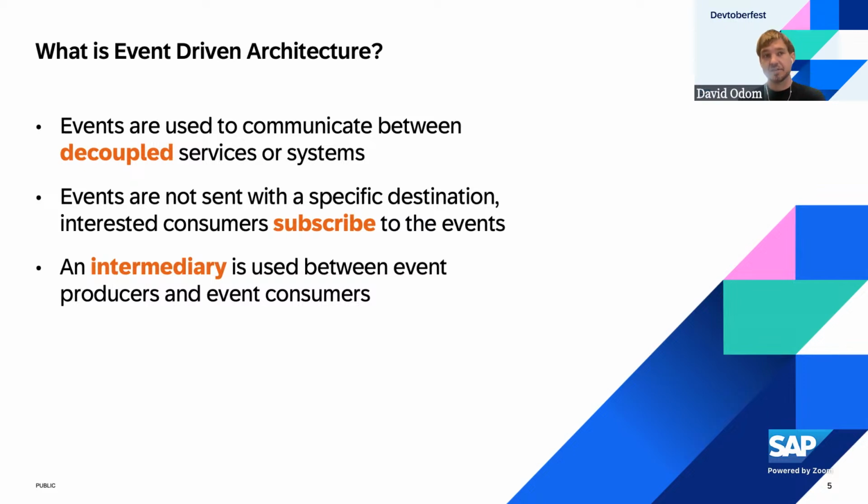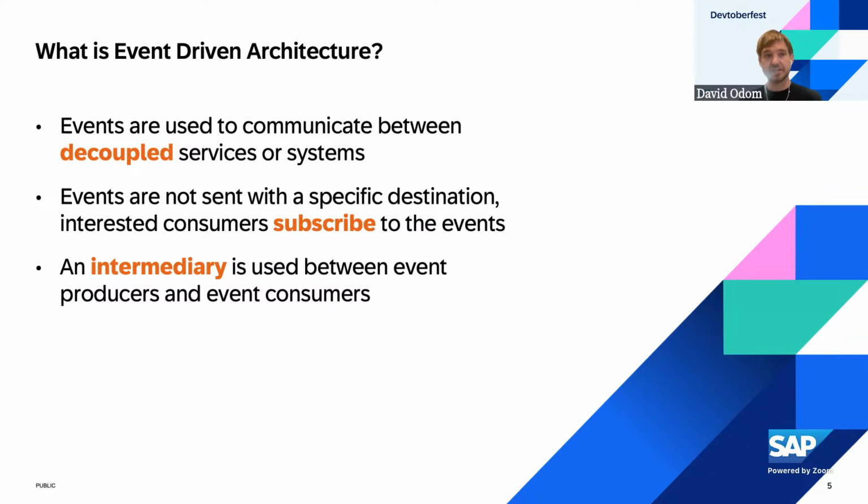Second, events aren't sent with a specific destination, rather interested consumers subscribe to the events. Underneath this statement is basically a pub-sub communication paradigm, which carries with it that the producer of an event doesn't need to know anything about all the downstream consumers when it produces the event. It's just a statement of fact as to what happened, and then interested consumers can subscribe from there.